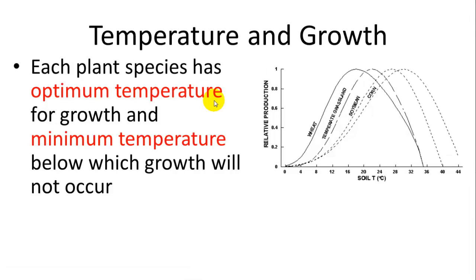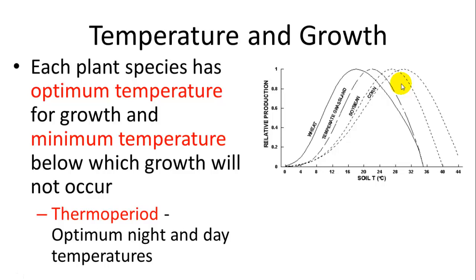Okay, temperature is also, of course, very important for plants, along with sunlight. If it's too hot, a lot of plants won't be able to grow. If it's too cold, there won't be any growth as well. So each plant has an optimum temperature. Here's a bunch of different agricultural species which have different optimal temperatures for growth. And then there's a minimum and a maximum beyond which they won't grow. So the thermoperiod then is the optimum night and day temperatures for growth, and you can see them at the peaks of these curves of these different agricultural grasses.